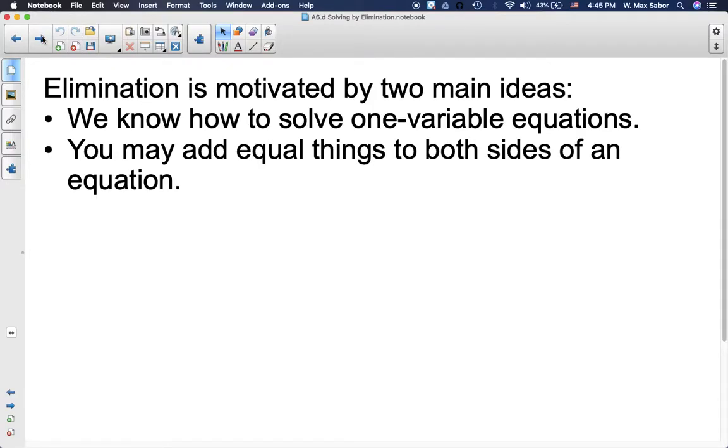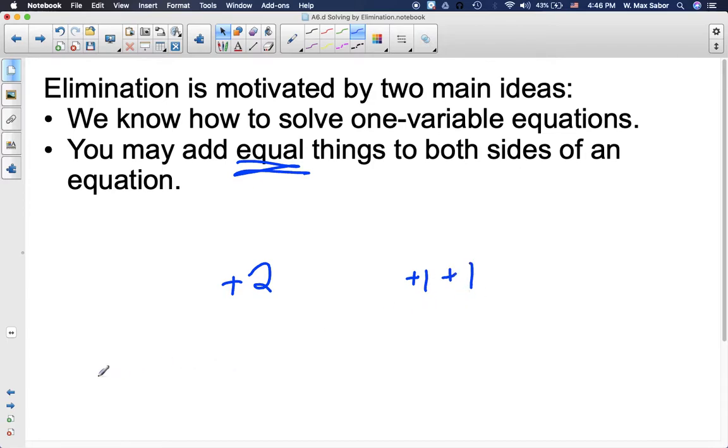Solving by elimination. So elimination is motivated by two main ideas. One, we know how to solve one variable equations, and two, you can add the same thing to both sides of an equation. You notice I use the word equal here, and that's because just because we're adding the same thing to both sides doesn't mean they have to look the same. If I add 2 to the left side, I can add 1 and 1 to the right side.